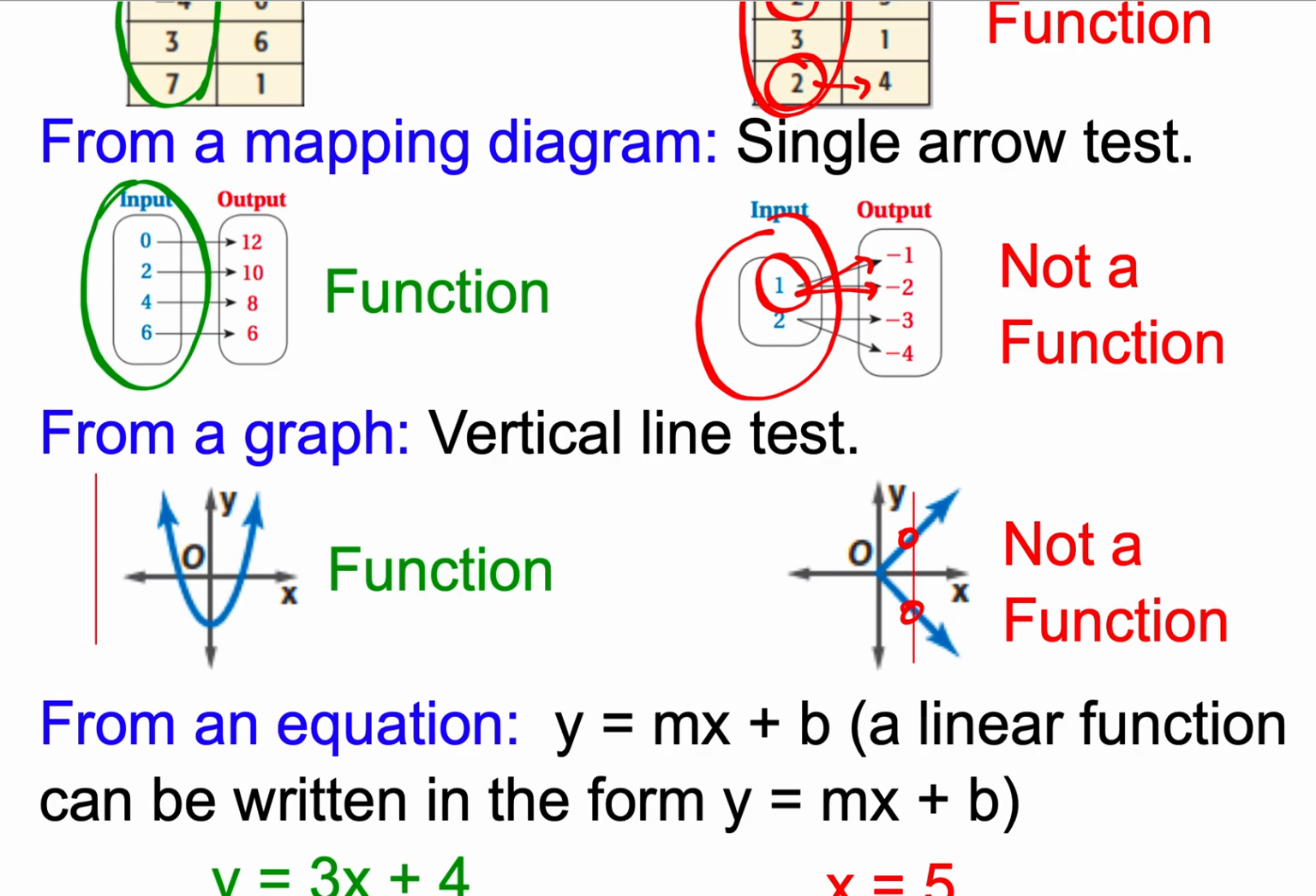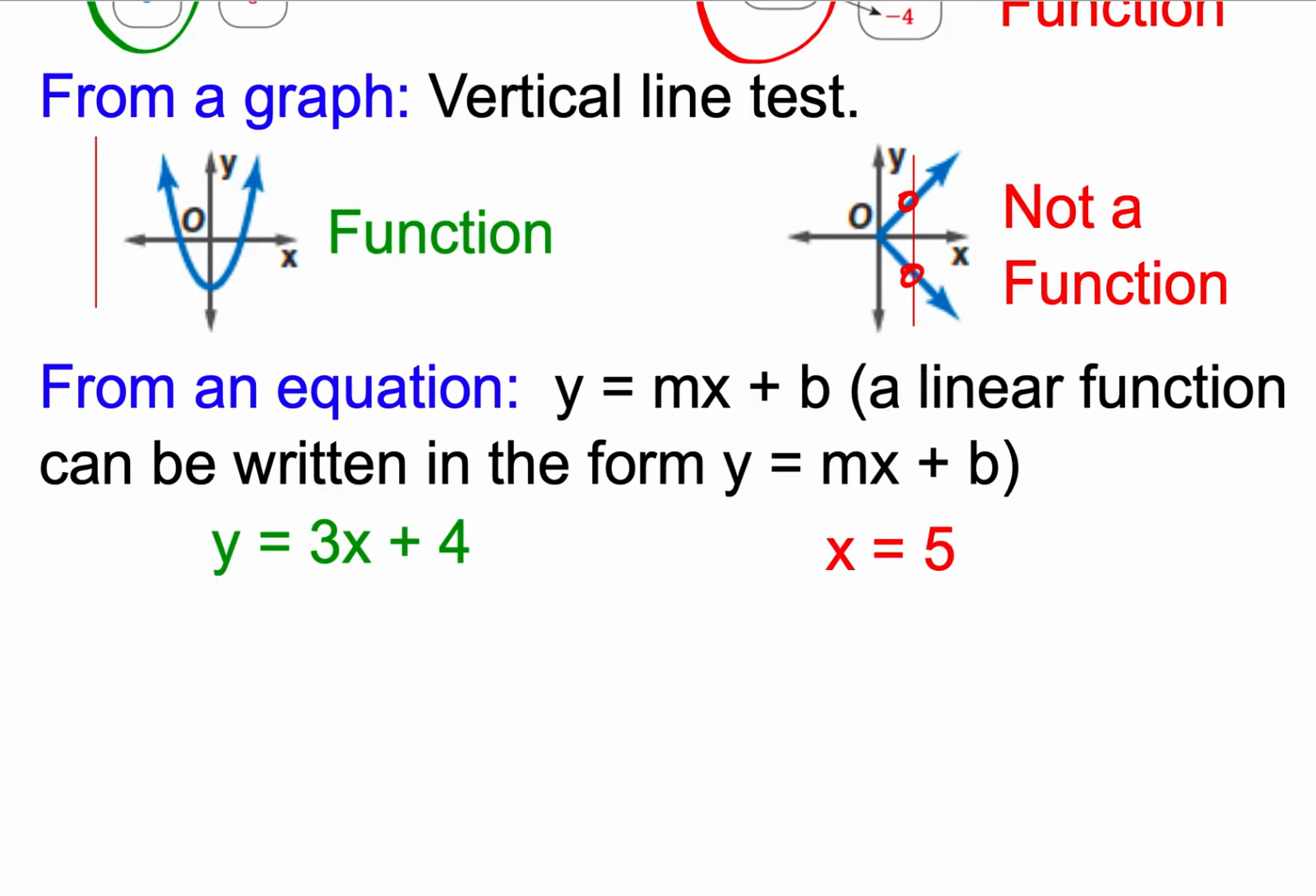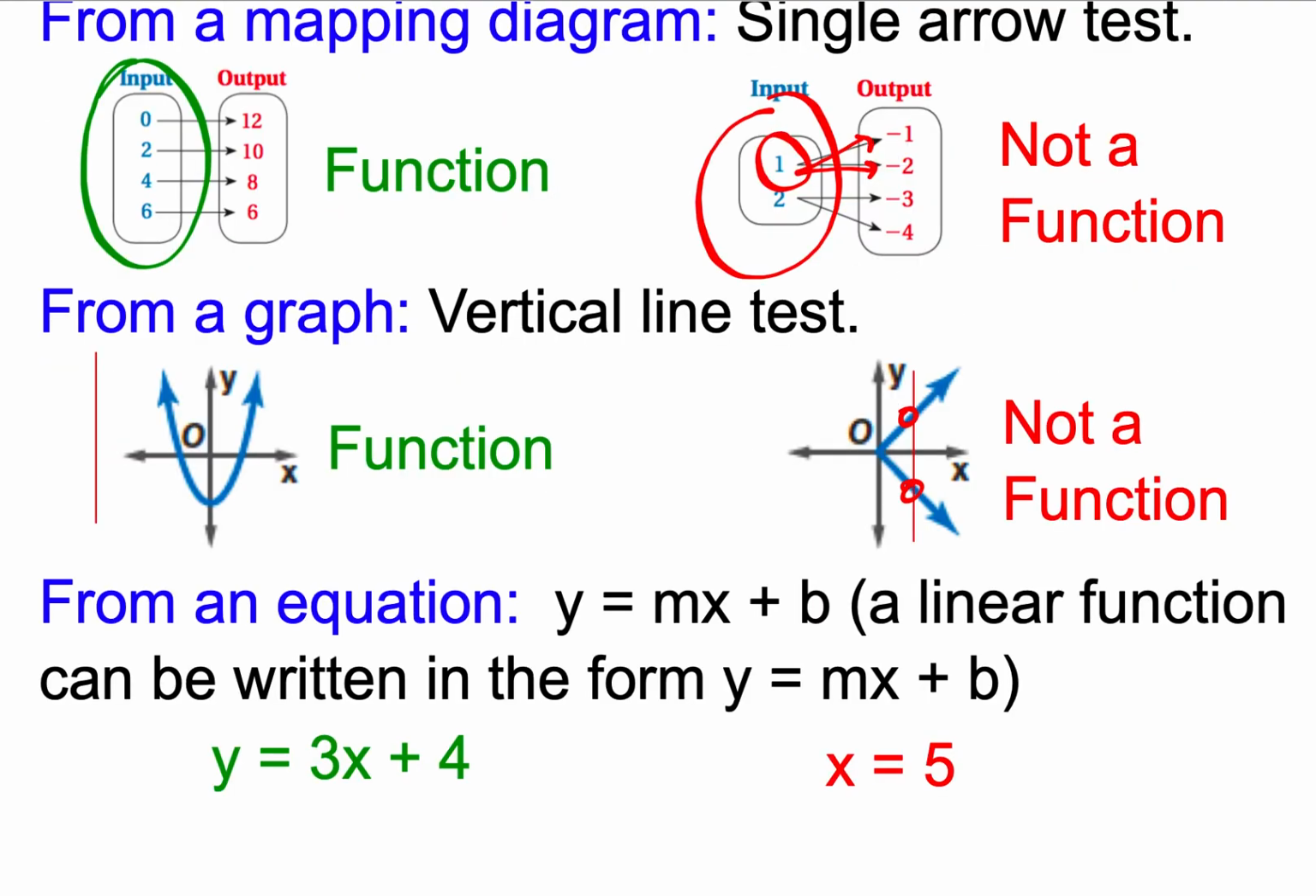And then from an equation, there's more to it than this idea, but as 8th graders, we focus on linear functions. So as far as linear equations are concerned, if you can write it as y equals mx plus b, then it is a function. The only linear equations that are not functions are the x equals functions, because those are vertical lines, and they will fail the vertical line test.